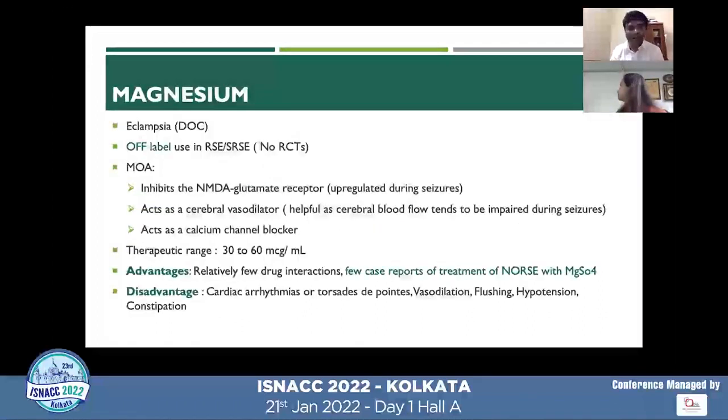Magnesium is definitely the drug of choice in eclampsia, but it is an off-label use in refractory and super-refractory status epilepticus because there are no randomized controlled trials to support that. Its mechanism of action is as an NMDA receptor antagonist, and it acts as a cerebrovasodilator. A therapeutic range of 30 to 60 microgram per ml is required to achieve anti-seizure effects. The advantage is only few drug interactions. The disadvantages are because of magnesium toxicity.